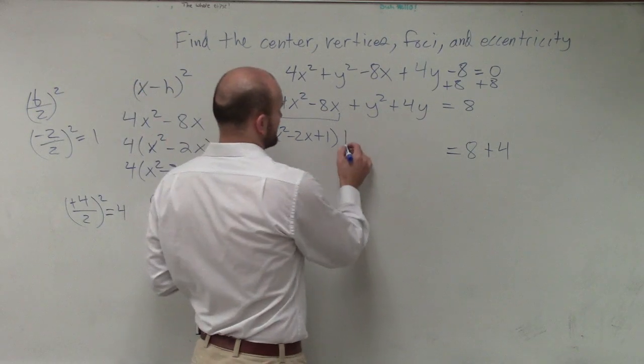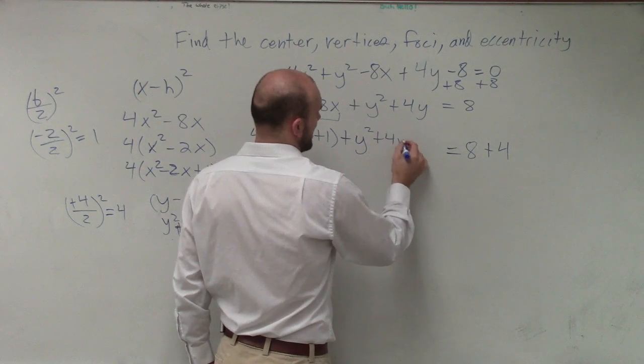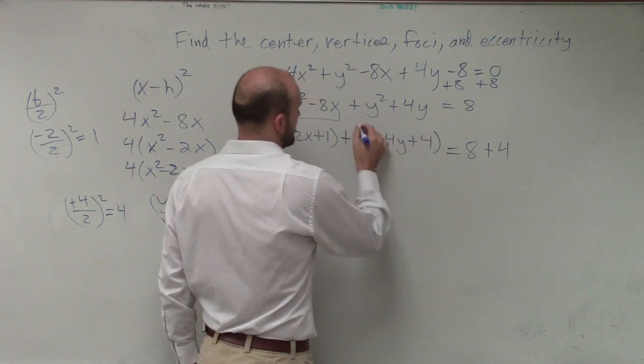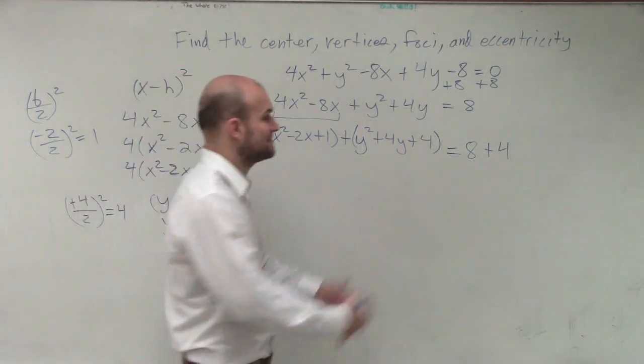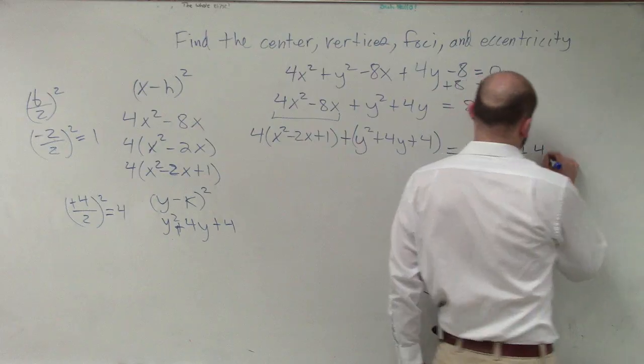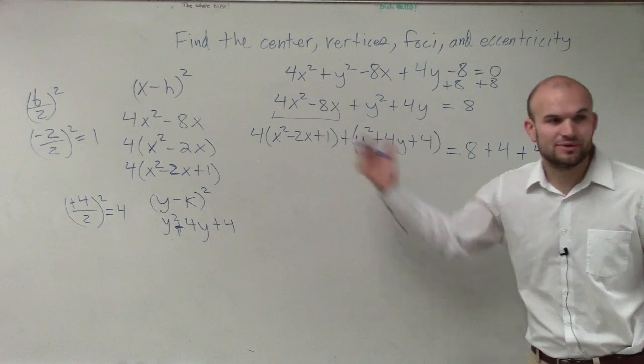So therefore, this, as a perfect square trinomial, is y squared plus 4y plus 4. Now, I'll keep these in parentheses, because now I added 4, so I have to add another 4, right? Yes? Okay.